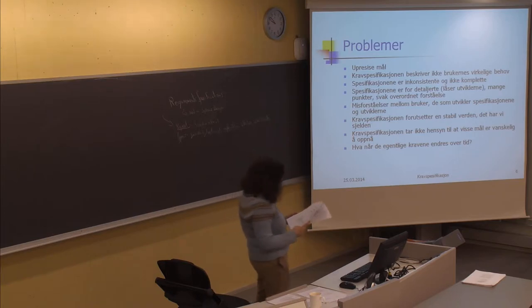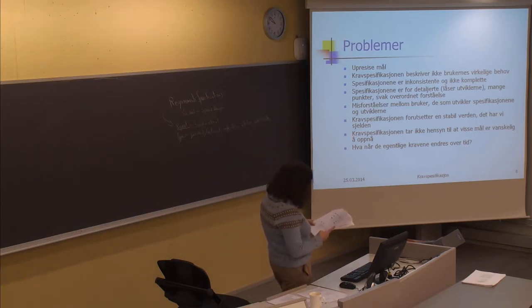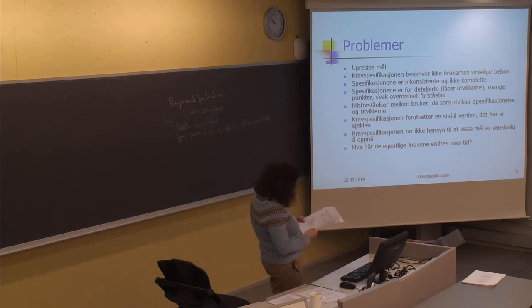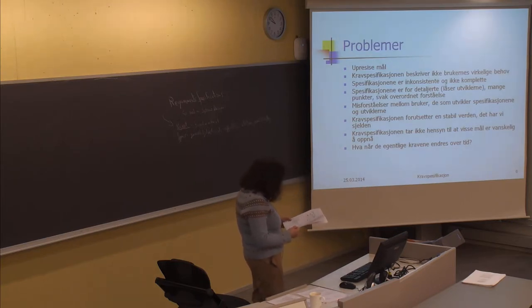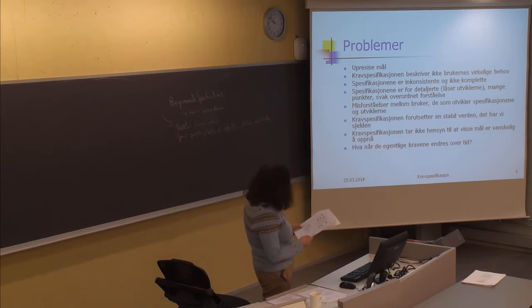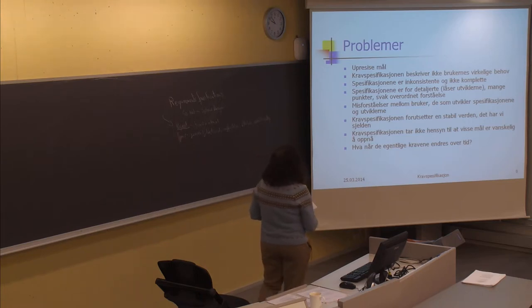There may be unprecise goals. The systems or the specifications cannot describe the user's real needs. The specifications are inconsistent and not complete. There's misunderstandings between users and developers. The world changes, it's not just stable and the same. Maybe the goals are too hard to achieve, or that the specifications or what is needed actually changes over time. So these are all reasons why problems arise quickly.